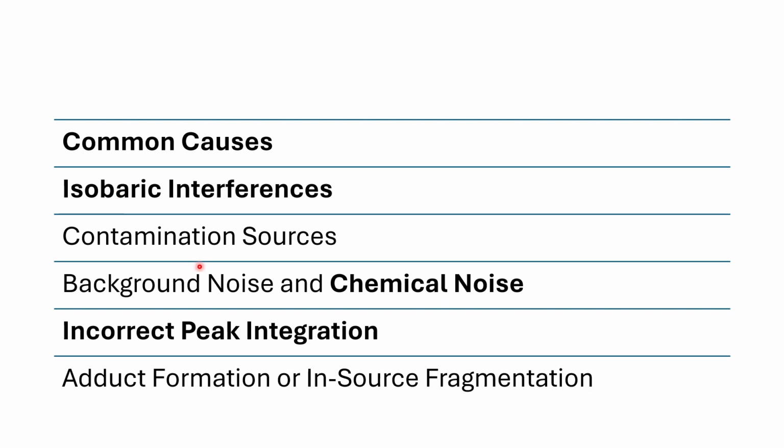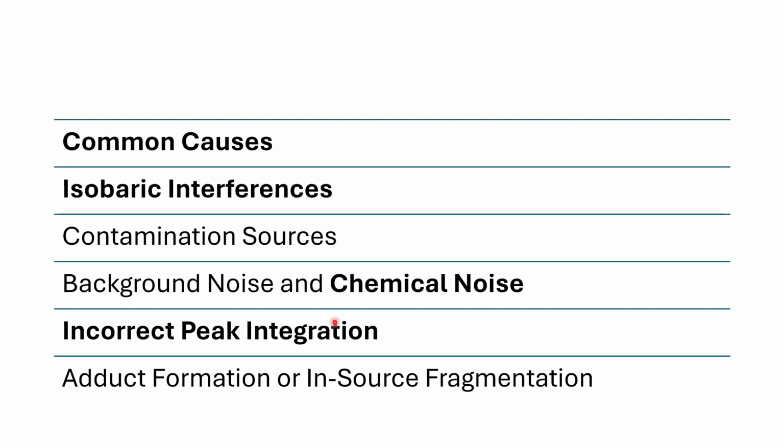Second, and the most common, is contamination sources. Carryover from a previous high concentration sample or column bleeding in GC-MS, contaminated reagents or solvents, and even laboratory air contaminants can all create spurious peaks.